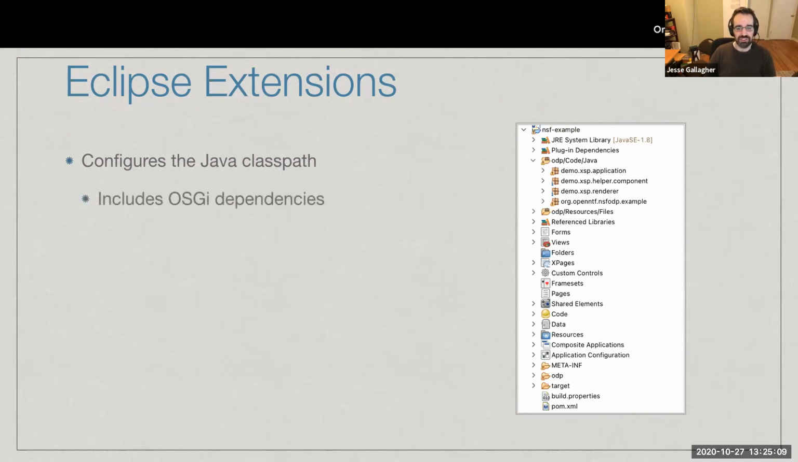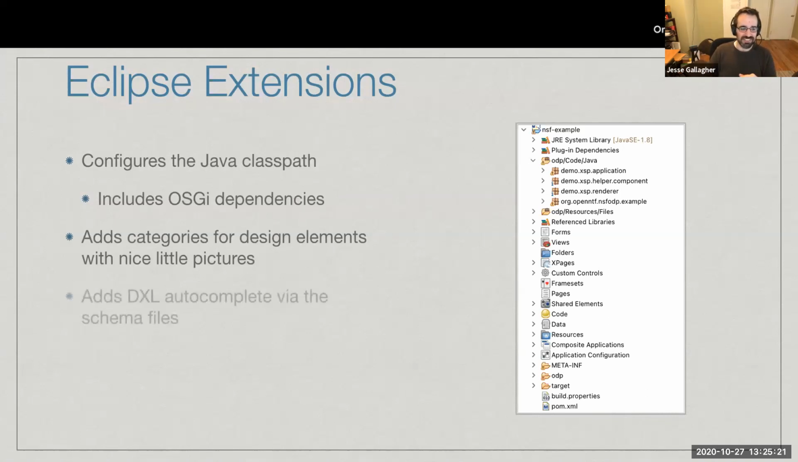So this includes OSGi dependencies. It also adds categories for design elements with nice little pictures from the Tango project. I made this so that it's meant to mirror what you get in Designer. That one was just because I thought it looked nice.